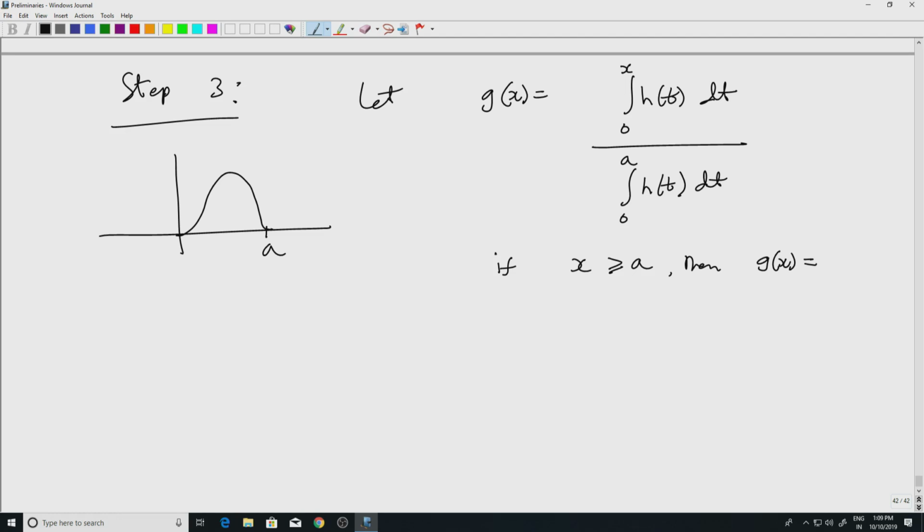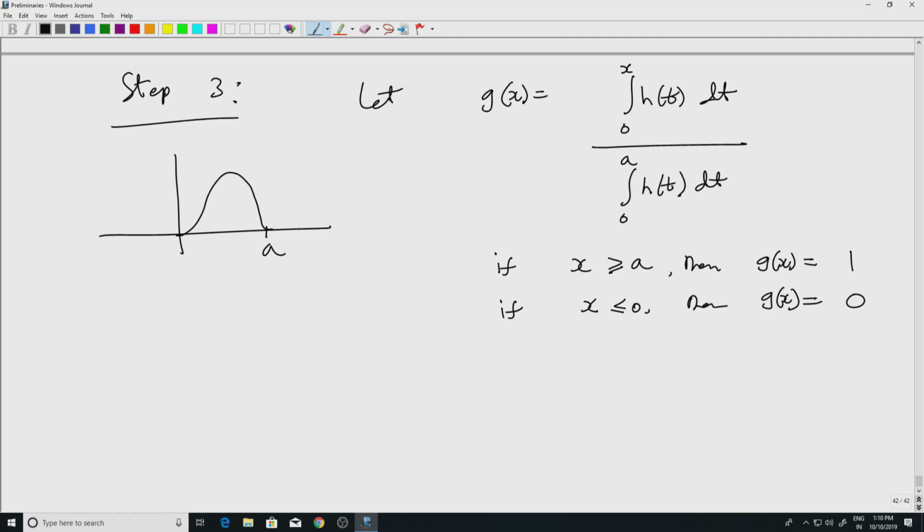If x is greater than or equal to a, the upper integral 0 to x, I can split into two parts: 0 to a and a to x. Well, in between a and x, my function h is 0 anyway, so it does not contribute anything. So this will be identically 1. On the other hand, if x is less than or equal to 0, this integral 0 to x becomes the negative of the integral from x to 0. But on the negative side, h is 0 anyway, so this is 0.